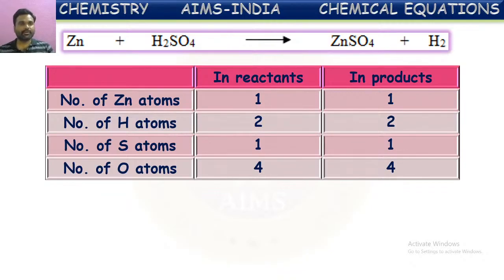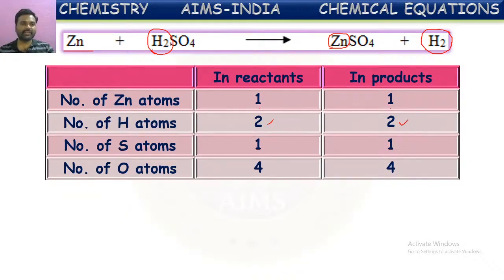If you see, the number of zinc atoms on the reactant side is 1. On the product side, in this molecule there is only one zinc atom. So the number of zinc atoms on the product side is also 1. Number of hydrogen atoms: on the reactant side, in the H2SO4 molecule, there are 2 hydrogen atoms. On the product side also, there are 2 hydrogen atoms in hydrogen gaseous form.